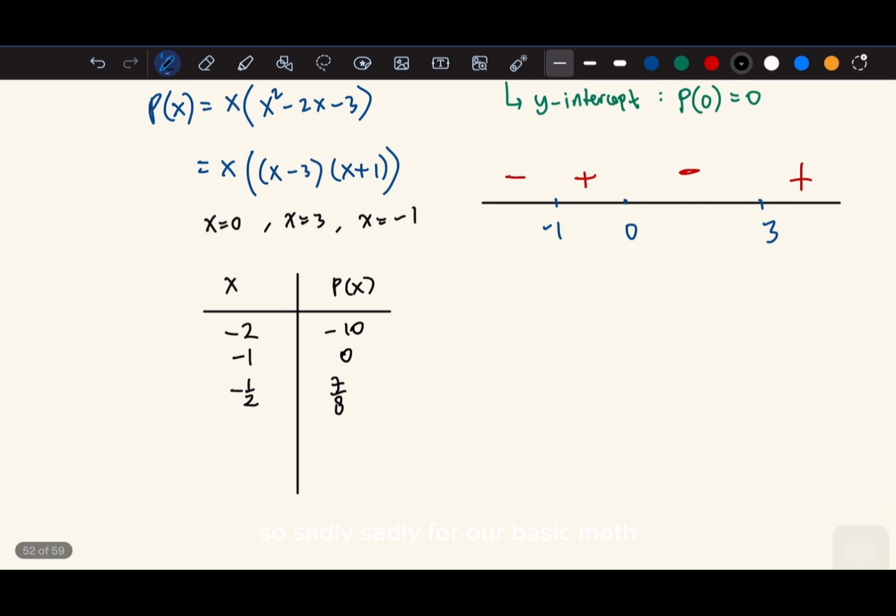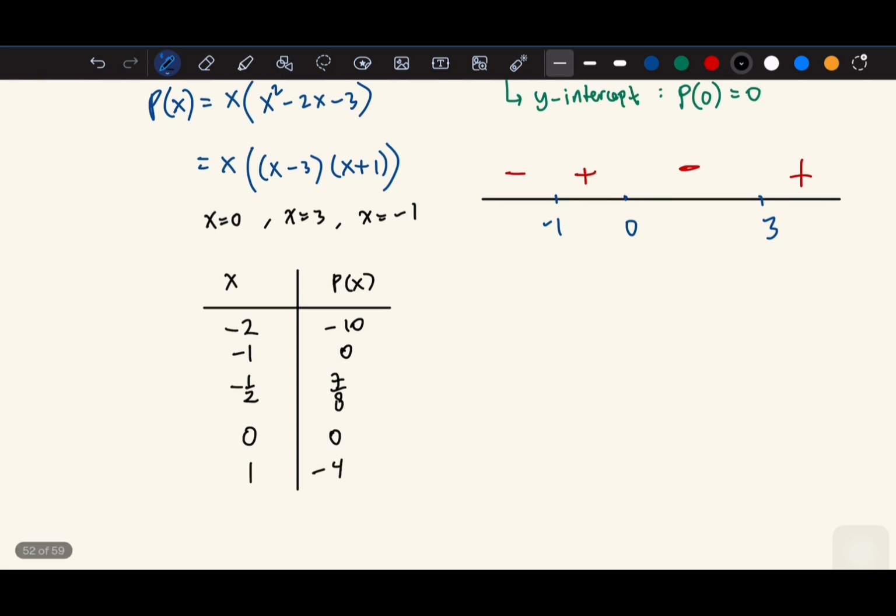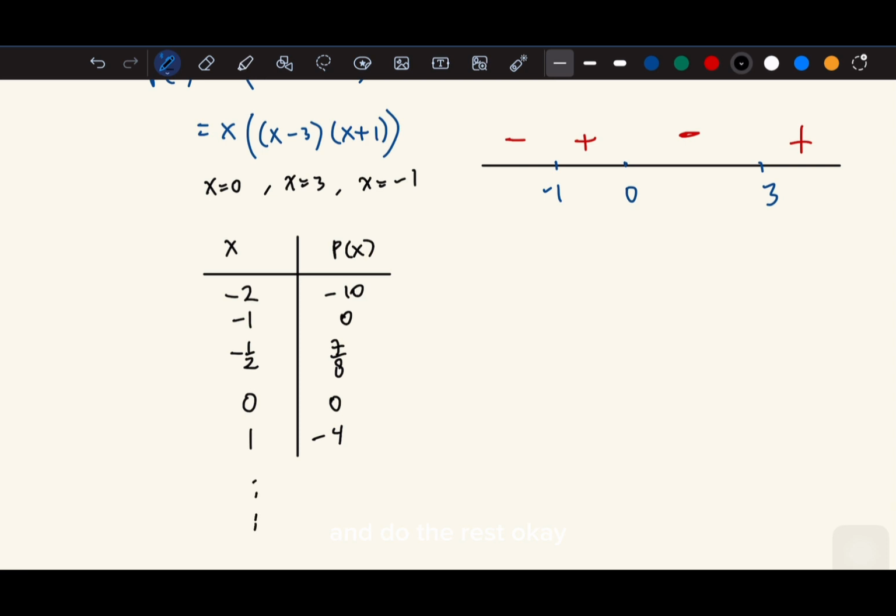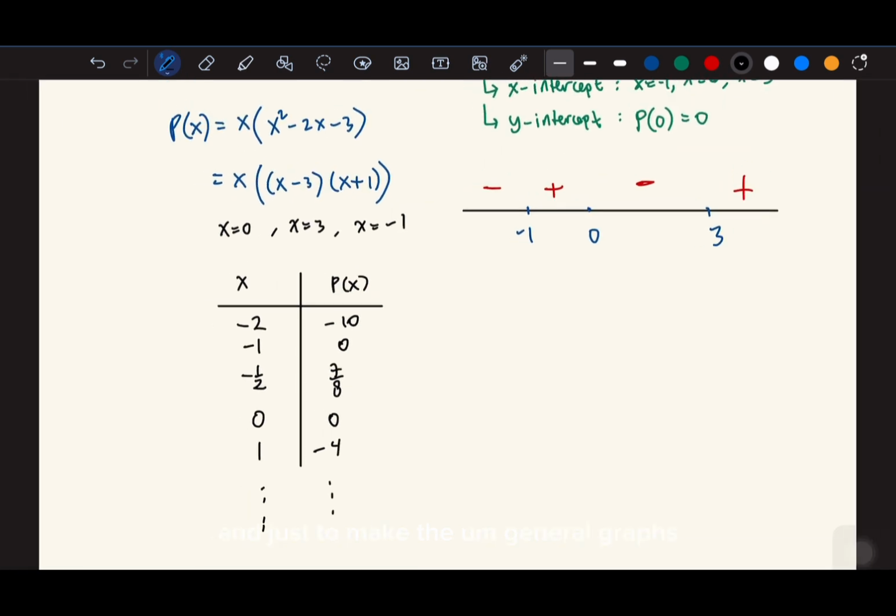So sadly for our basic math, you still need to calculate some values just to make sure of the proportions, okay? So 0, 0. And then if we put 1, this will be negative 2, negative 4, right? Negative 4. And do the rest, okay? And just to make the general graph.